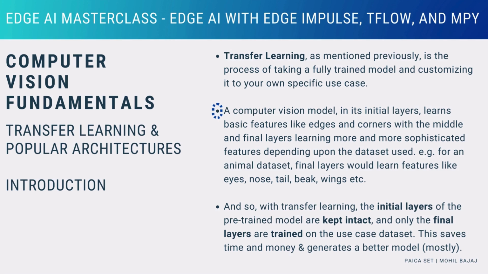And so, if we wanted to build a model for detecting different flowers like rose, tulip, orchids, and daffodils with transfer learning, we could take a pre-trained model built on general, everyday objects, keep its initial layers intact, and train only the final layers on our specific use case dataset. This would enormously save time and money and generate a better model if done correctly. These models also usually require smaller sets of specific data to generate good performance and are thus ideal for medical imaging use cases where the dataset is usually limited.